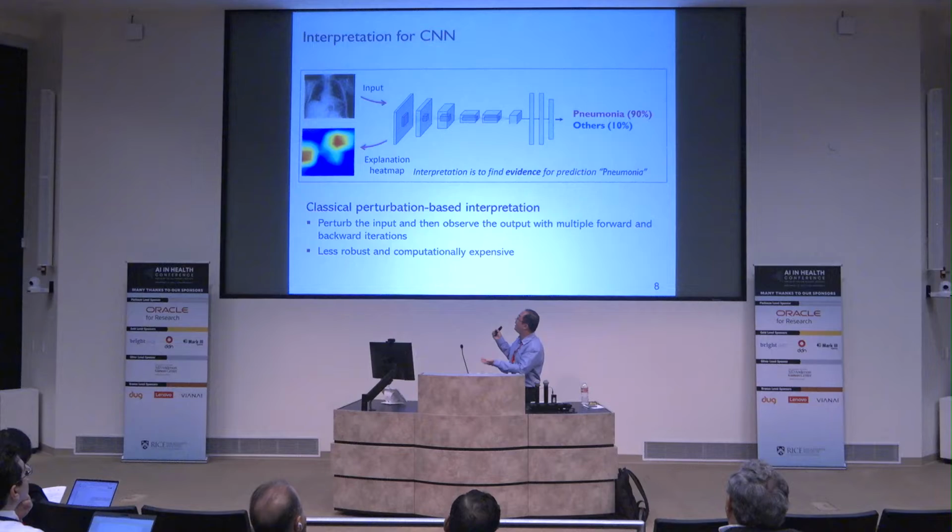However, this process has multiple problems. The first one is that when we perturb the input and then observe the output, we have to go through multiple forward and backward iterations. First, we don't know how large the region we need to knock out is. Second, we need to decide how many regions we really need to knock out from this image.